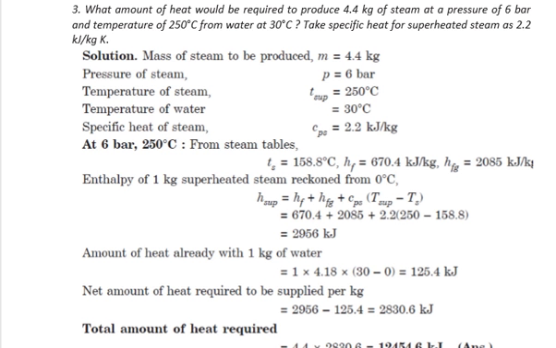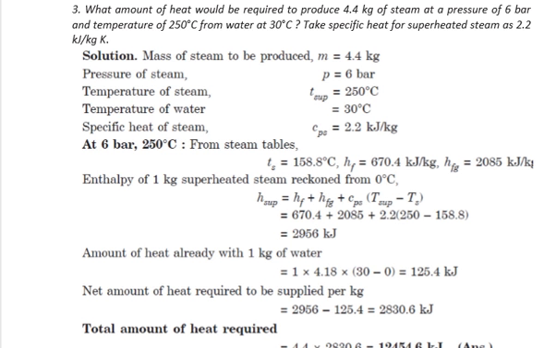Again, the amount of heat is needed. But in this case, the mass of steam is different. Mass of water is not present. Reverse criteria. But in this case, the steam generated is superheated steam. Then first of all, you have to find out the mass of steam to be produced, that is m equal to 4.4 kg.